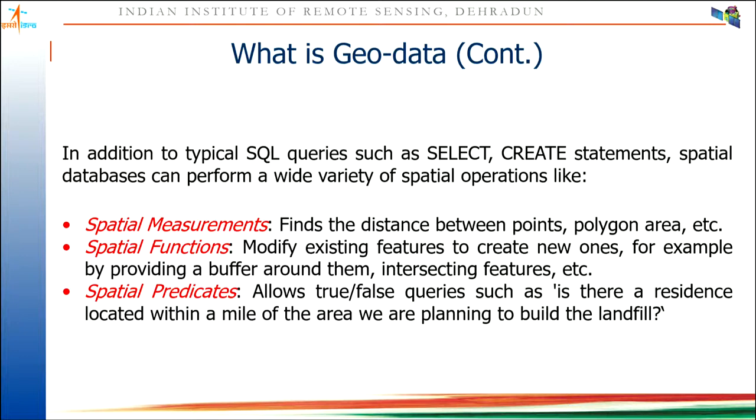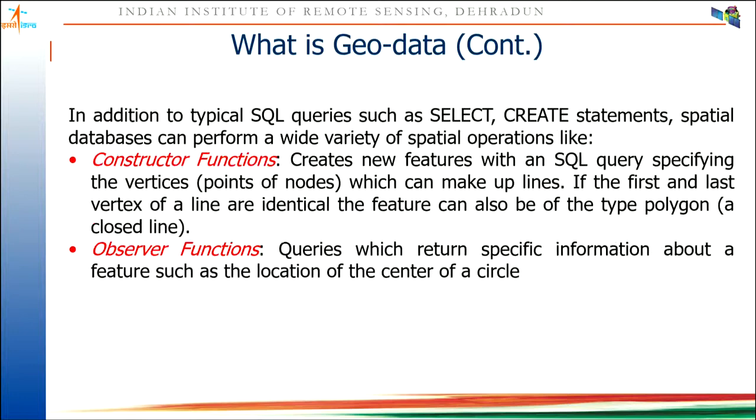Then the next characteristic I require is spatial predicates, which allow true or false queries, such as: is there a residence located within a mile or within a kilometer of the area we are planning to build a landfill? Suppose you are interested in building a commercial center and you want to fire a query: is there any residential area within 1 kilometer of this particular point? This can be a very simple Boolean operation in the database management system. But how will I do it? How will SQL help me perform this kind of analysis?